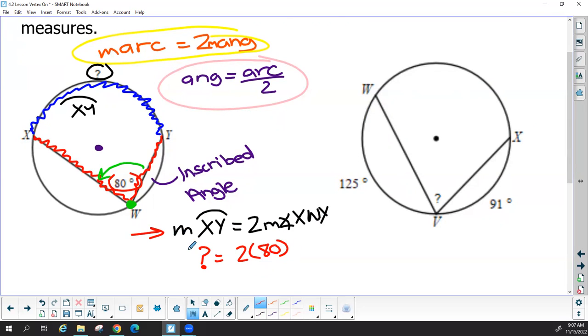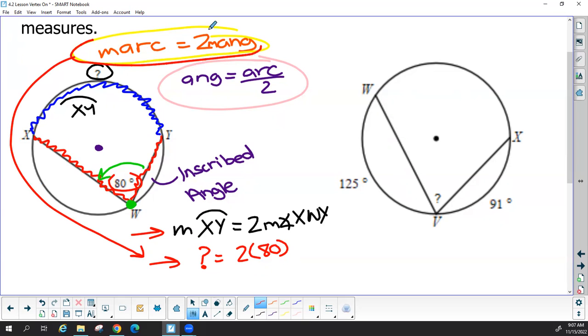Now, if this piece is a little too messy or complicated for you, that's okay. You can just skip right to this step where we plug in to our relationship. It's important to continually write this relationship every time you use it so you can memorize it. So we just do 2 times 80, and we can find that that arc that's intercepted by our inscribed angle is 160 degrees. It's twice as big.